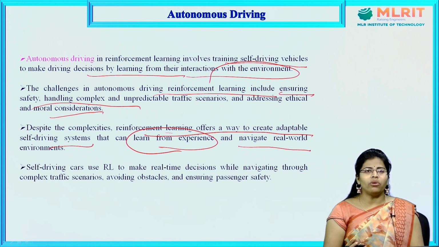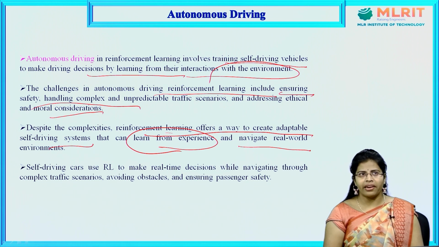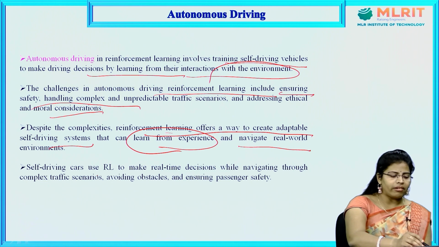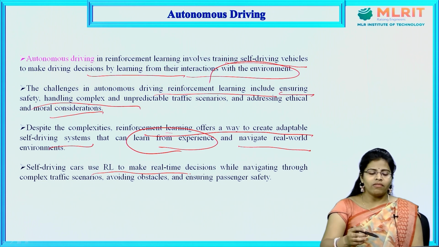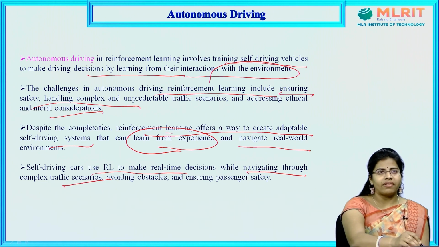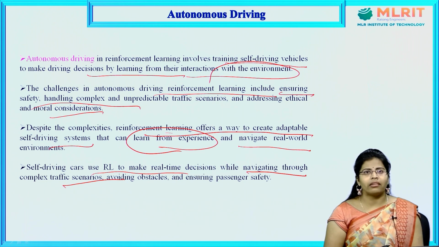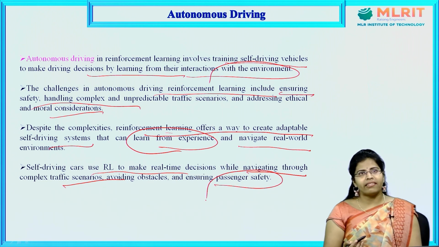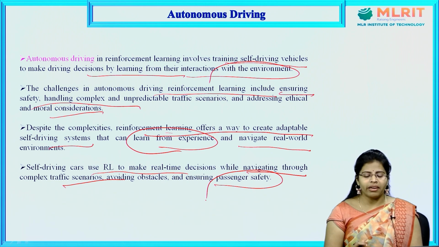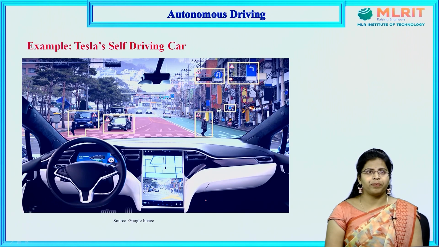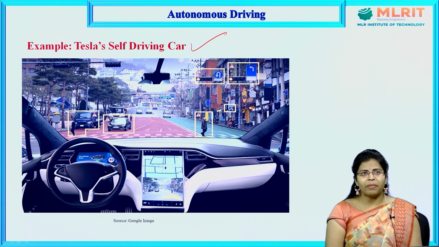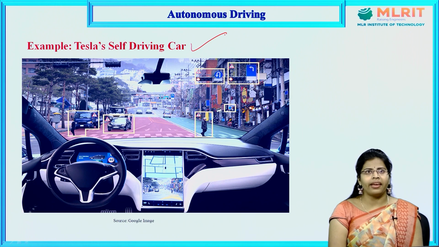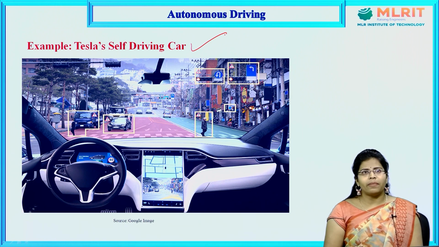That means it is going to learn from its own experience, on a trial and error basis, based on that reinforcement learning. Self-driving cars are also using reinforcement learning to make real-time decisions while navigating through complex traffic scenarios and avoiding obstacles, and it is going to provide passenger safety with the help of reinforcement learning. Let me explain with one example. Tesla's self-driving car is developed with reinforcement machine learning technology to provide passengers an easy and smooth way to travel safely.